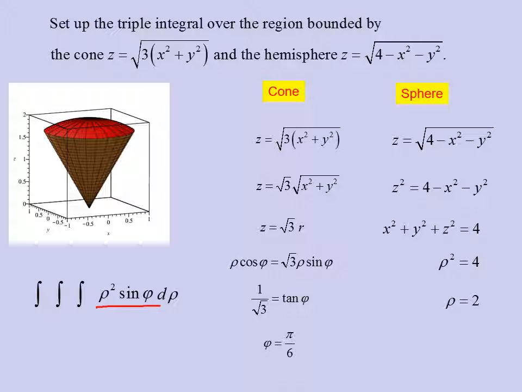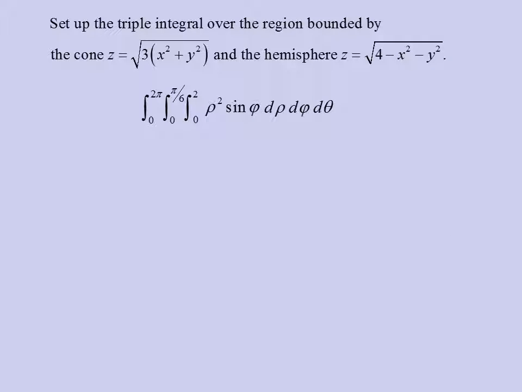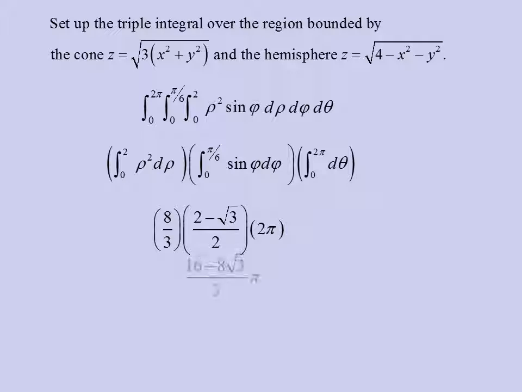Integrating with respect to rho first would be 0 to 2. Integrating with respect to phi would be 0 to pi over 6. And then, of course, the theta, to get us a complete revolution, would need to go 0 to 2 pi. And you notice this, we can integrate with the property that we've used several times before, three separate integrals, and the integral of each one put together.